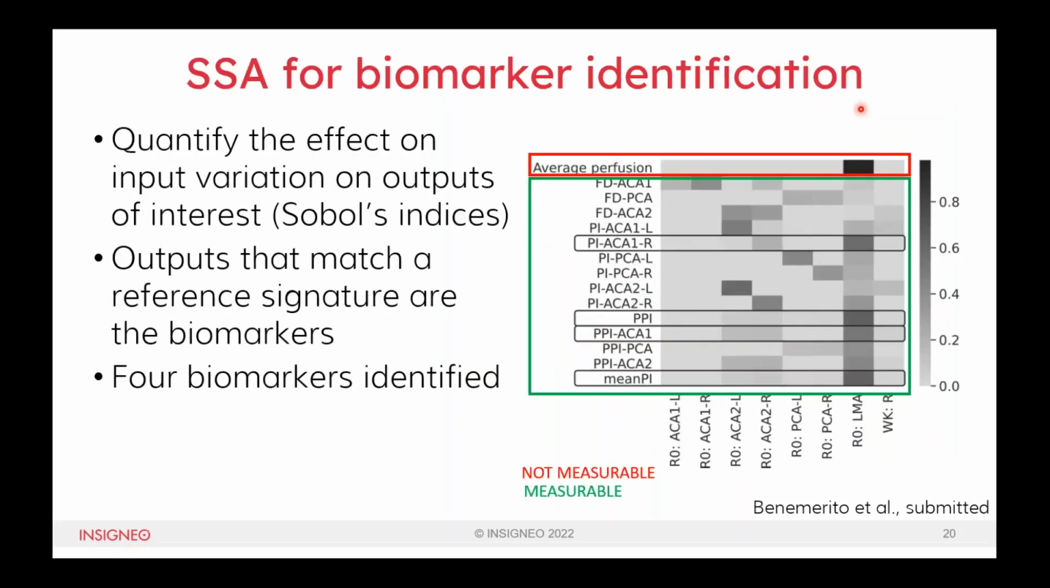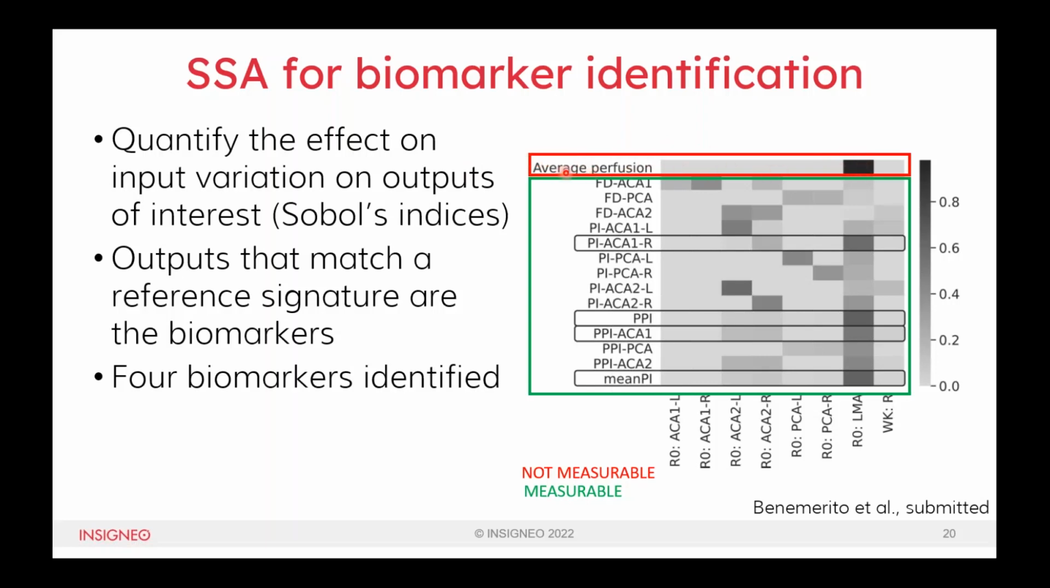And once we had the trained emulator, we looked for biomarkers using the sensitivity analysis. On the right here, you can see the output of the sensitivity analysis, and these results are shown as a heat map. On the x-axis you have the input of the model, and on the y-axis you have the output of the model, and darker color signifies a higher influence by the input on the corresponding output.